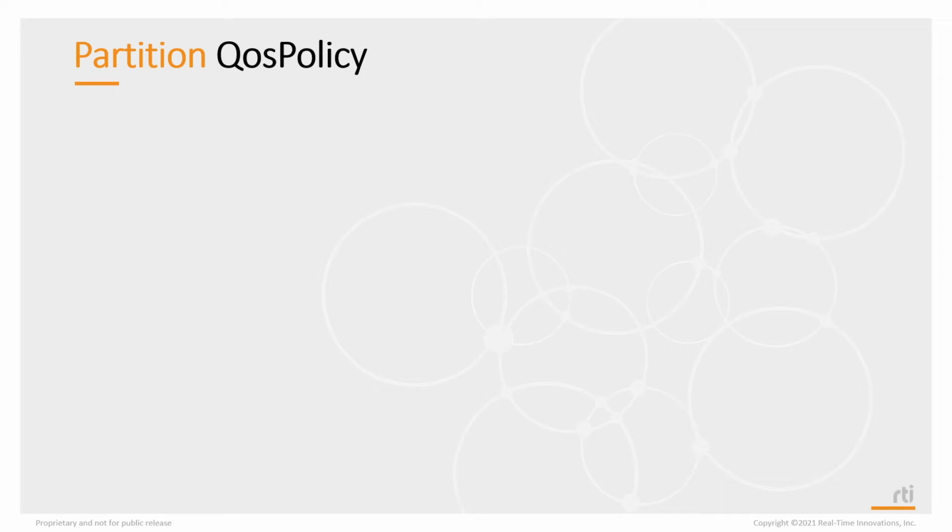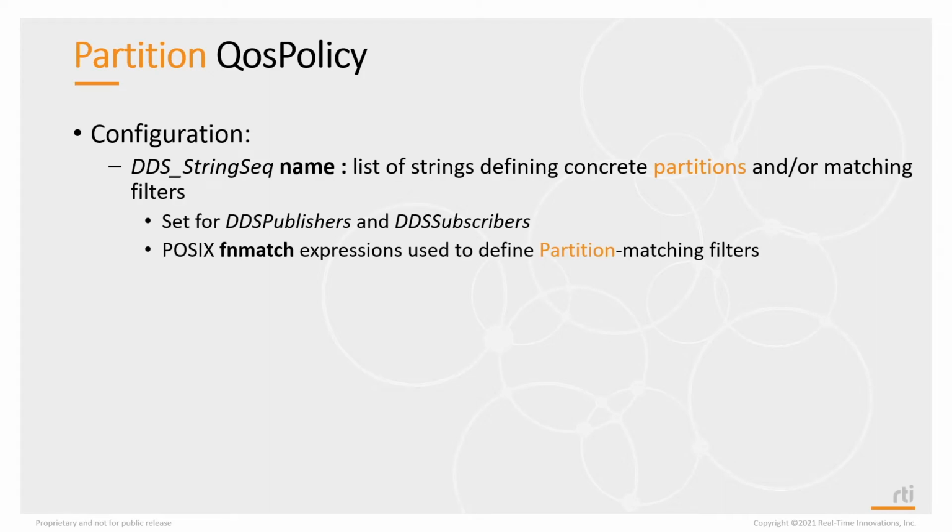The Partition QosPolicy is configured by a string sequence called name. The name string sequence is basically a list of strings that define either a concrete partition or a matching filter. So each string can either be a partition or a filter. The Partition QosPolicy, again, is set for a DDS publisher or subscriber object, and the filter is using the POSIX fnmatch expression syntax.